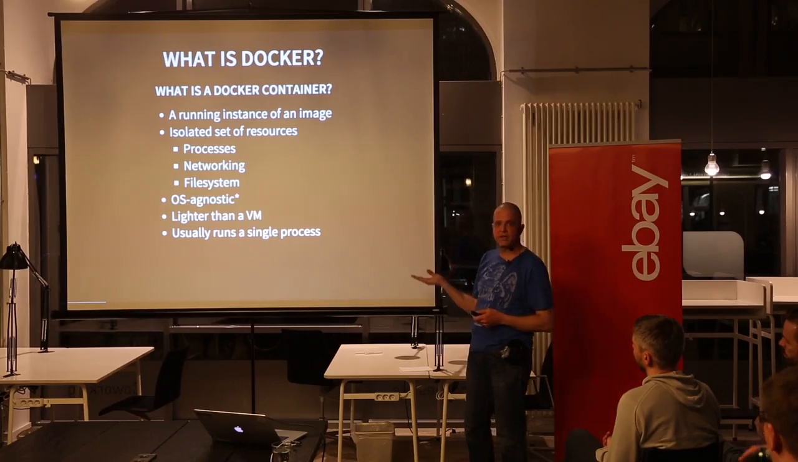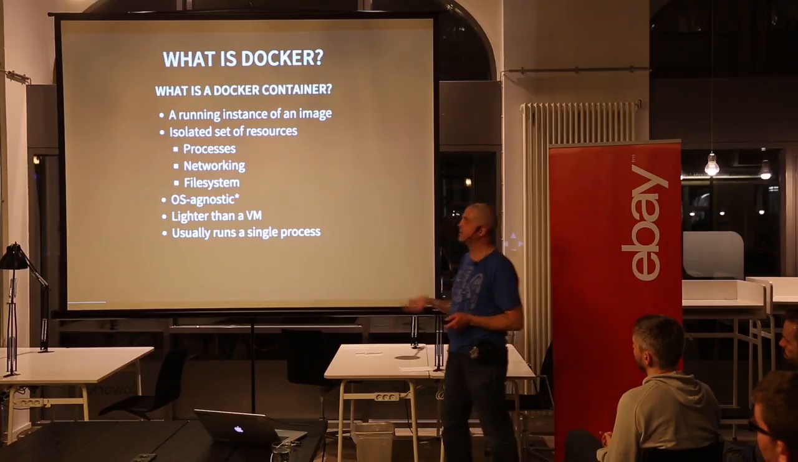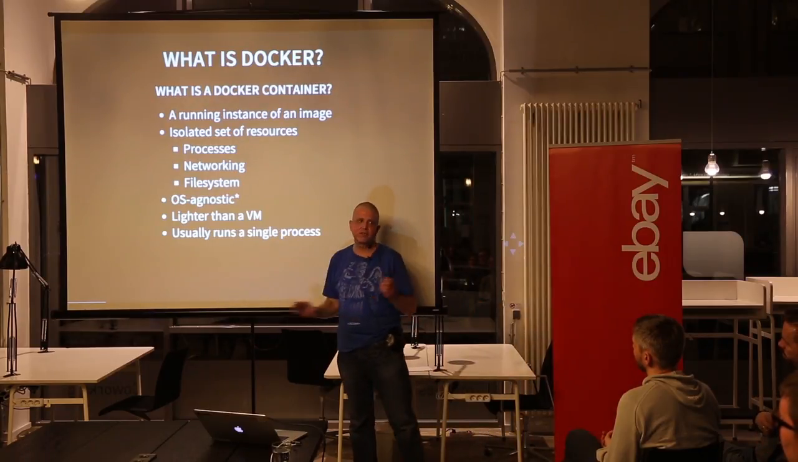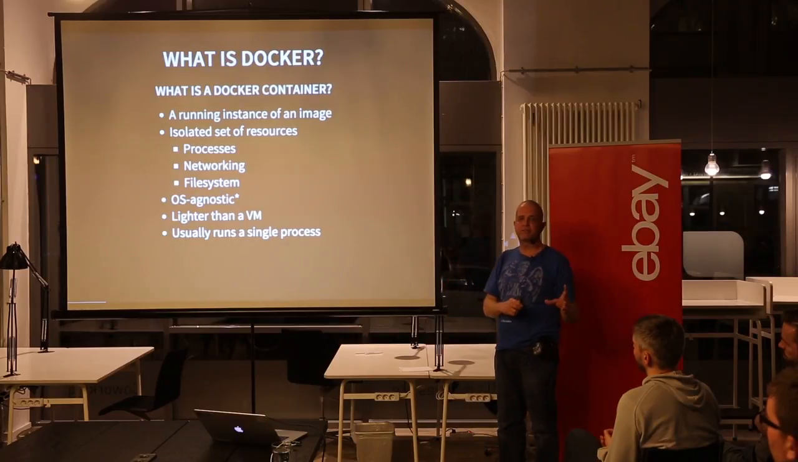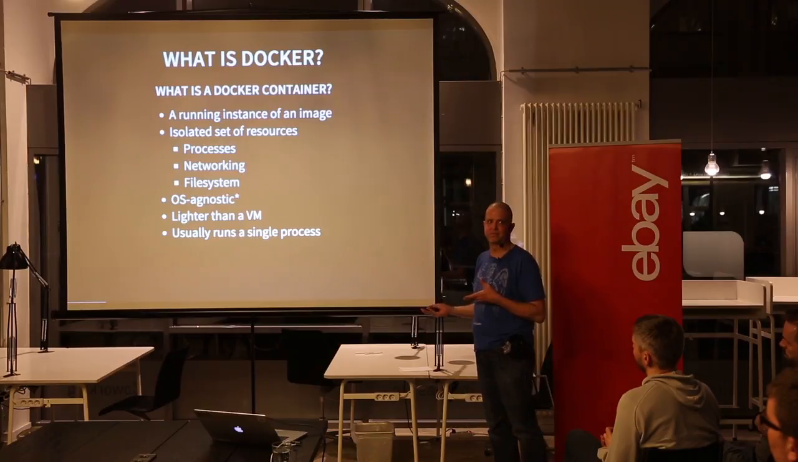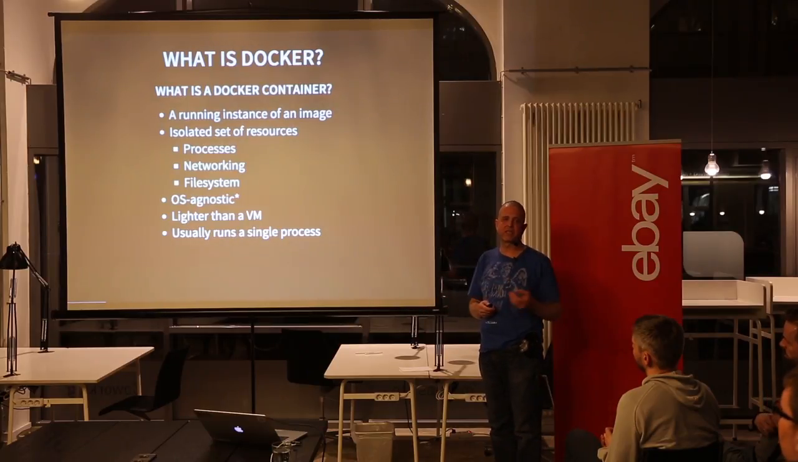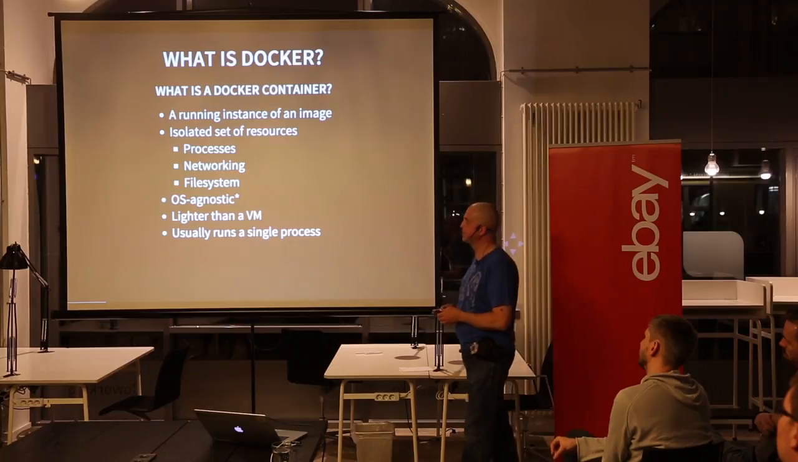It also has its own file system. It has its own networking. It's completely isolated from the rest of the system. Like we said, it's OS agnostic, in the sense that the image can be deployed onto any operating system that supports Docker. So you cannot deploy it directly on Linux, directly on a Mac. If you want to deploy Linux on a Mac, you usually use VirtualBox, and you deploy to a Linux VirtualBox instance that's running on a VM.